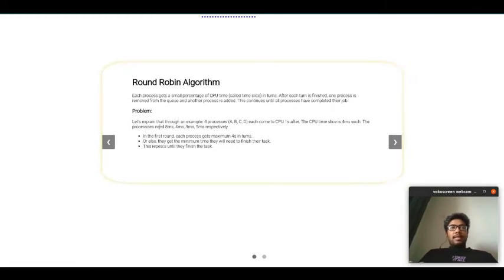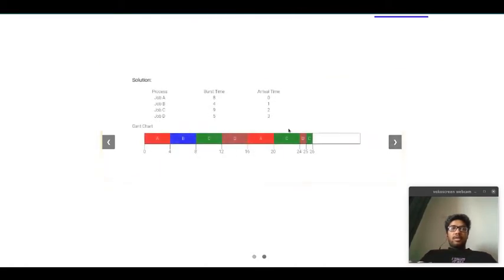So let's explain that through an example. 4 processes A, B, C, D each come to the CPU 1 second after the other. The CPU time slice is 4 milliseconds each. The processes need 8 milliseconds, 4 milliseconds, 9 milliseconds, 5 milliseconds respectively. So what it will do is, in the first round, each process gets a maximum of 4 milliseconds in turns, or else they get the minimum time they need to finish their task. This repeats until they finish the task. So in the next slide I will describe how it works.